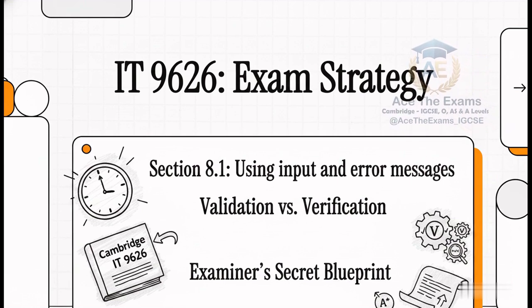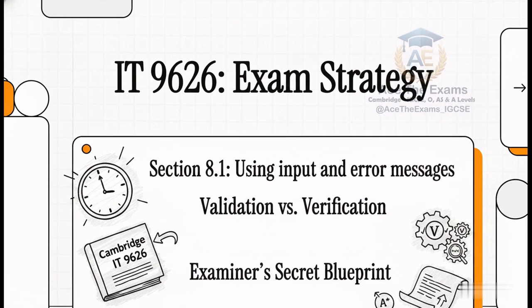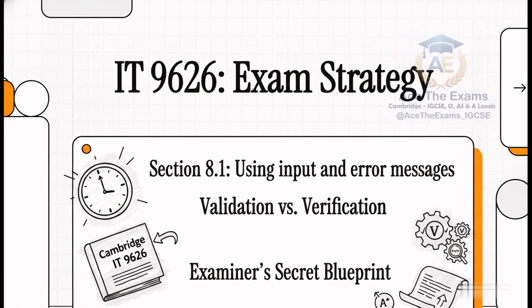A massive, high-mark scenario question focused entirely on Section 8.1 using input and error messages. Now you might be thinking, hey, I know what an error message is. I know my validation from my verification. But here is the high-stakes reality we need to establish right off the bat.